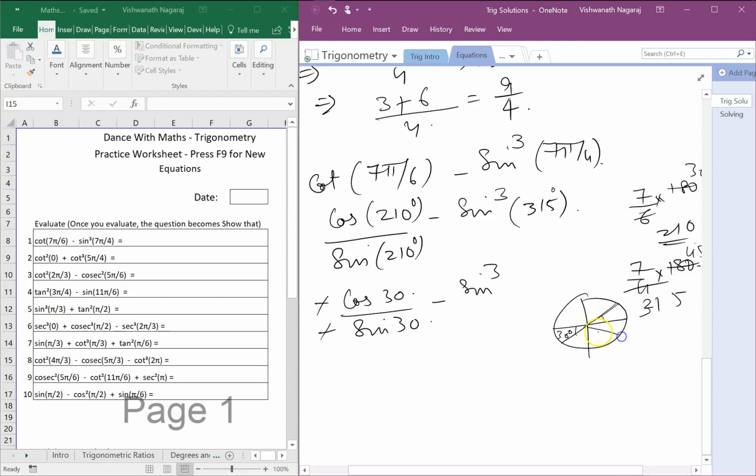And in this case 315 is this one. So the reference angle is 45 degree. That is 360 minus 315. So this is going to be 45 degree. And here sine is negative. So minus sine 45 cube.